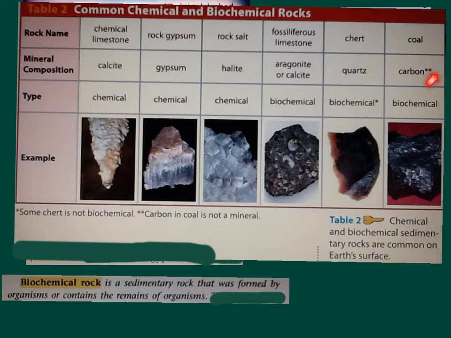Do you see it yet? You want a little hint? Look down here at the bottom. Right here will tell you, see the two little marks? Those two little marks are the same as those. It tells you that carbon in coal is not a mineral. So to answer the question, it is not a mineral. It has no minerals in it because of the footnote at the bottom.